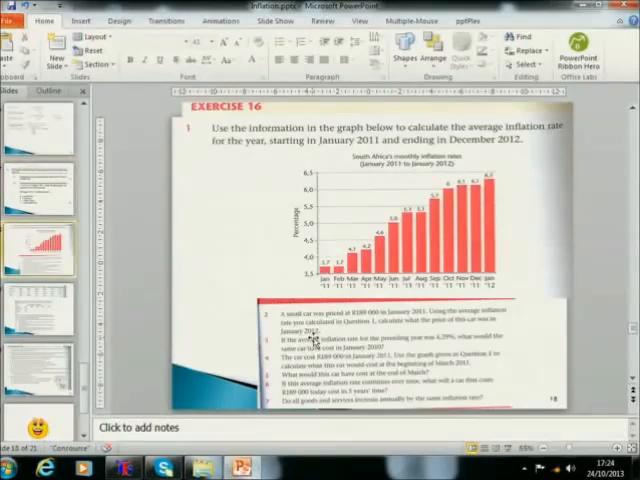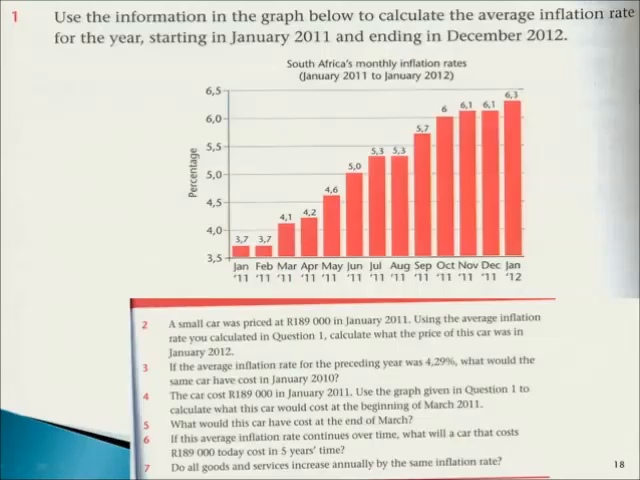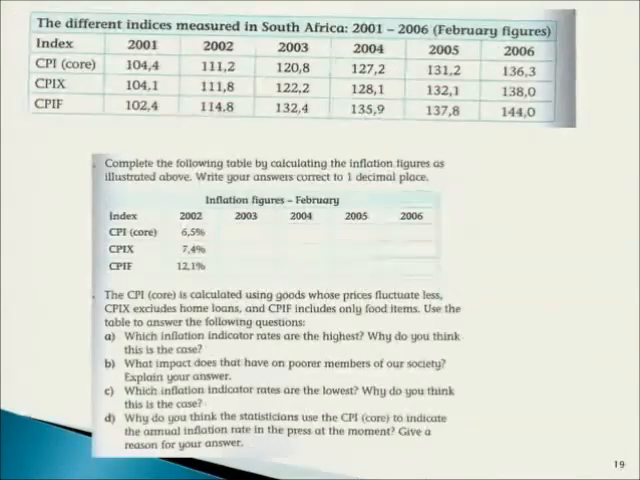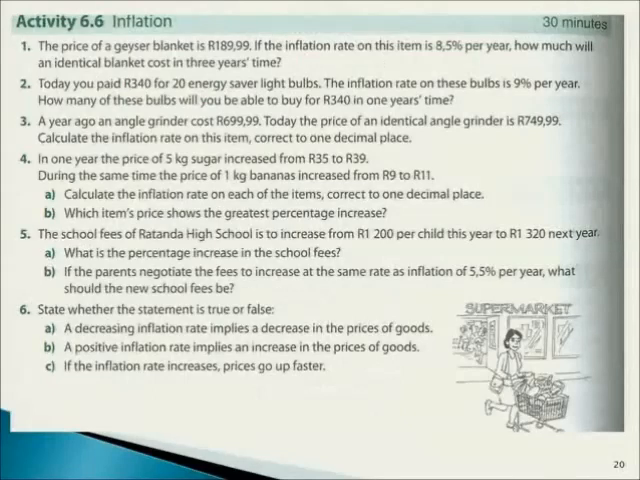The first one I want to give you is this question. Because one of the things that I mentioned previously was the purchasing power of something: the purchasing power decreases. If you look at this question number 2, it said, today you paid 340 Rand for 20 energy saver light bulbs. The inflation rate of these bulbs is 9% per year. How many of them will you be able to buy for 340 Rand in 1 year's time?